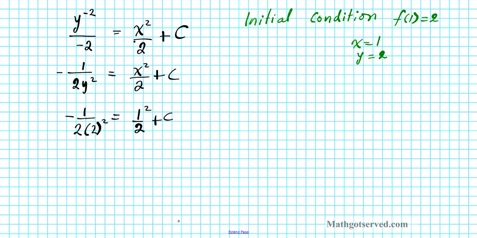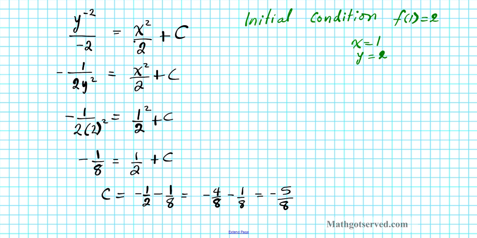On the left side, if we simplify it completely, we'll have negative 1 over 8. On the right side, we'll have 1 over 2 plus c. And then c is going to be, subtract 1 half from both sides, we'll have negative 1 half minus 1/8. We'll find the LCD, times this by 4 top and bottom. You have negative 4 over 8 minus 1 over 8. Combine both of them, you have negative 5 over 8 as your value for c.